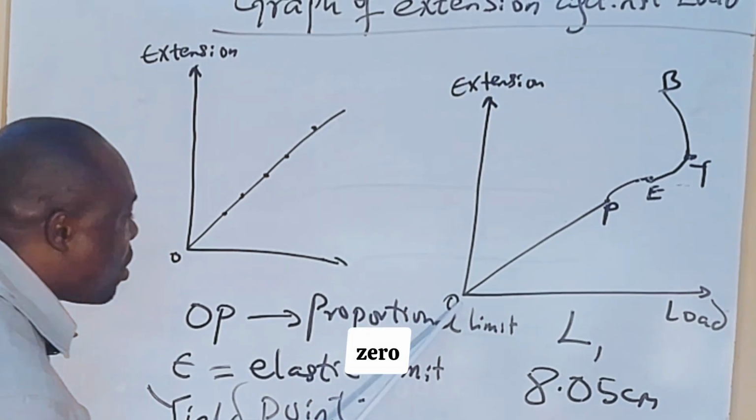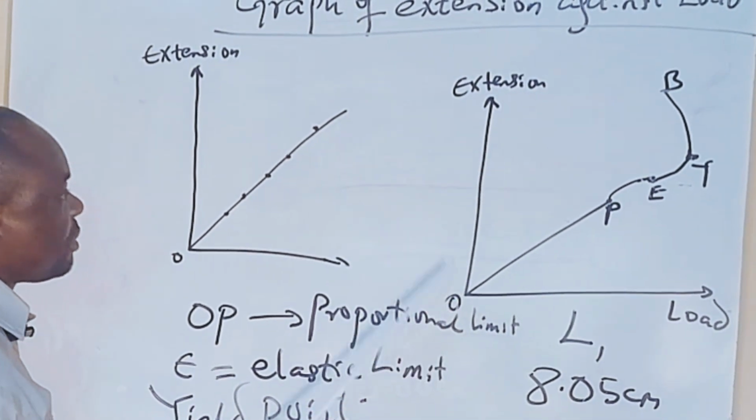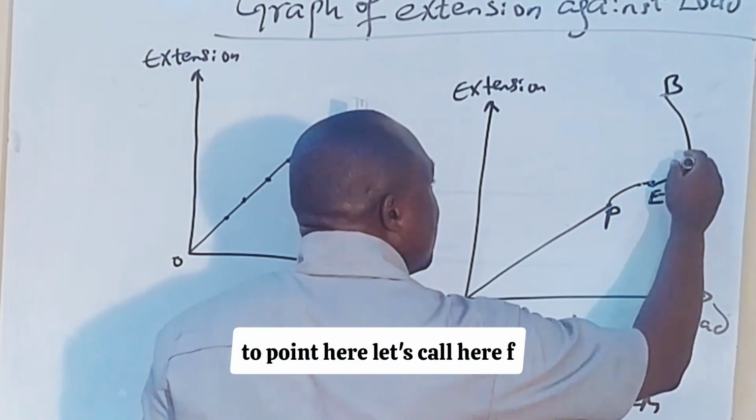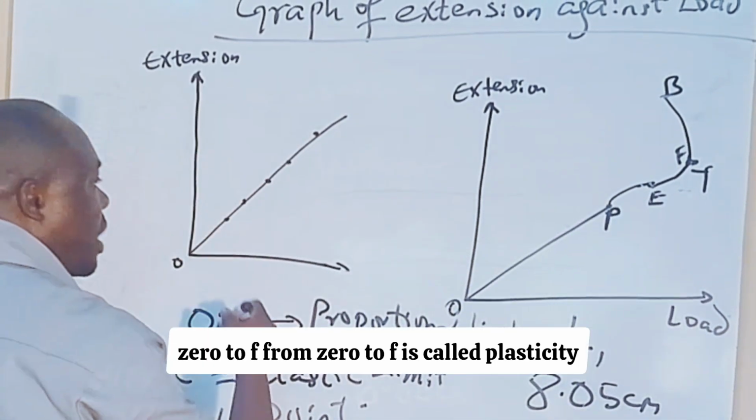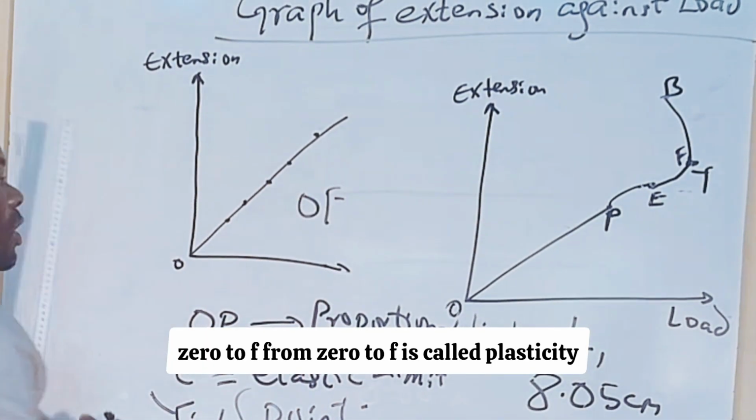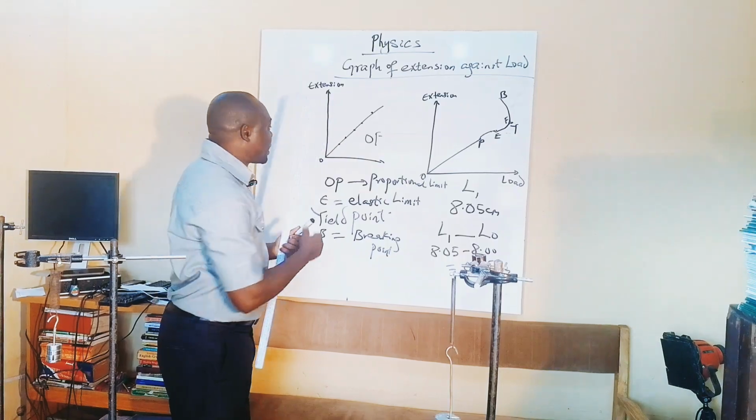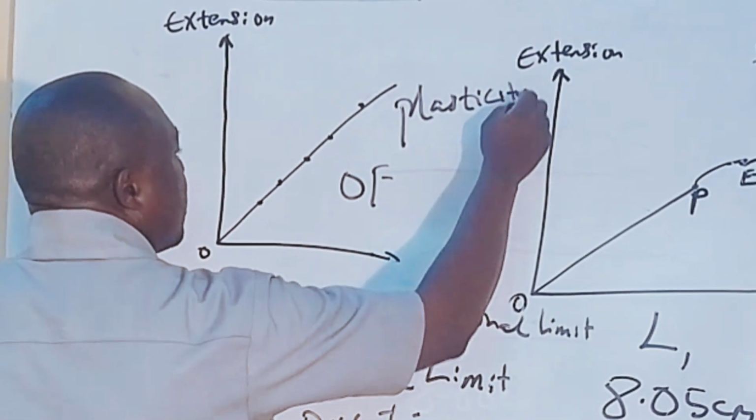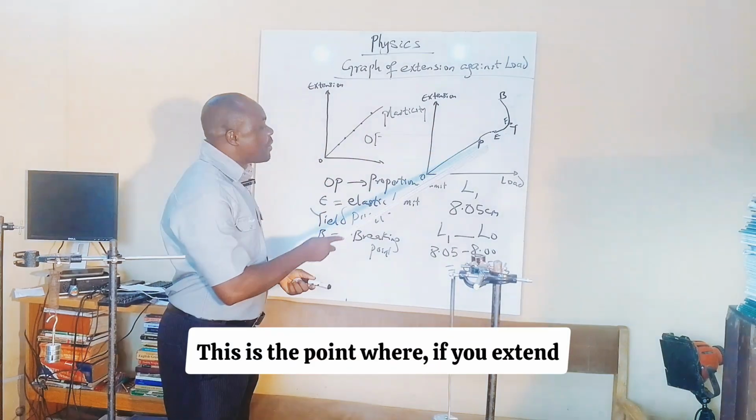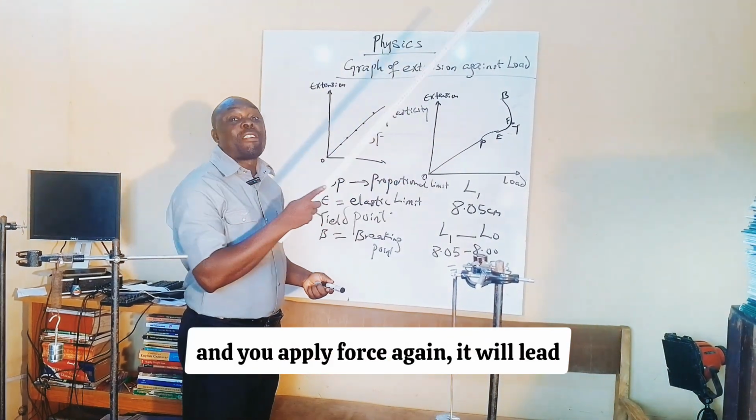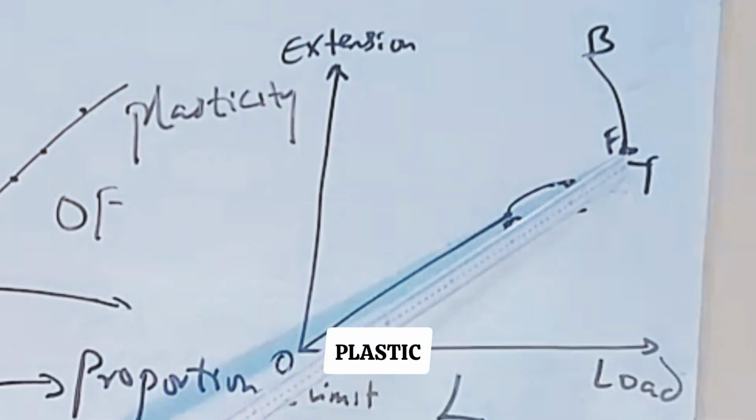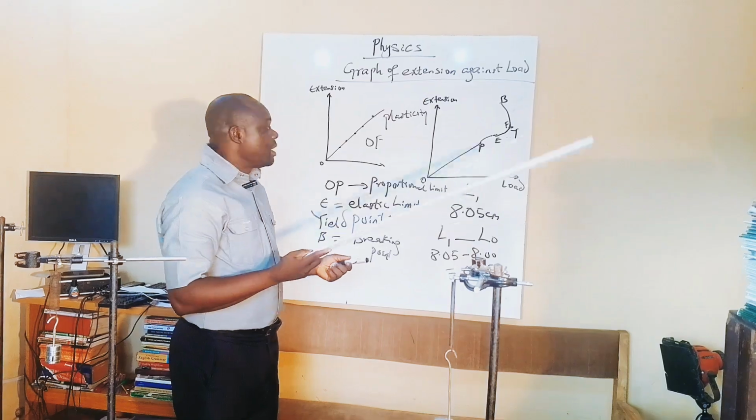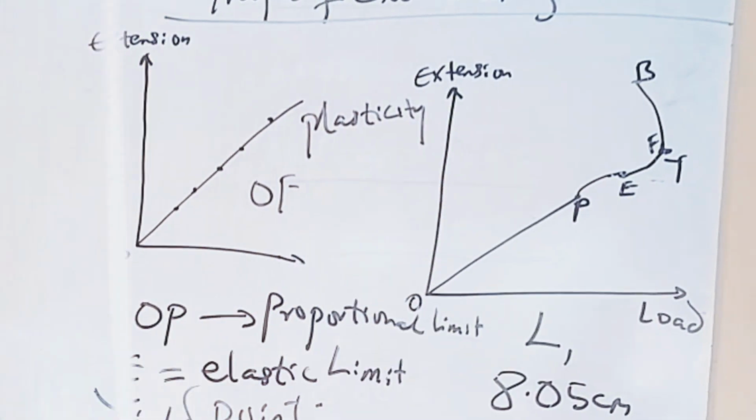Then from 0 to a point here, let's call it F, from 0 to F is called the plasticity region. This is the point where, if you extend, you have passed the elastic limit, and you apply force again, it will reach the plastic point. It becomes like plastic. Then here is called the breaking point.